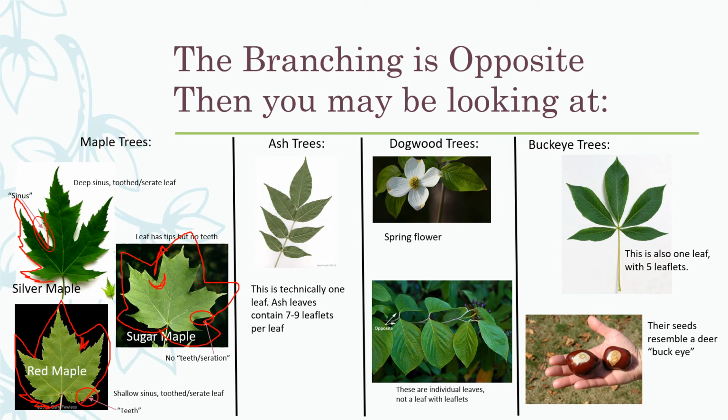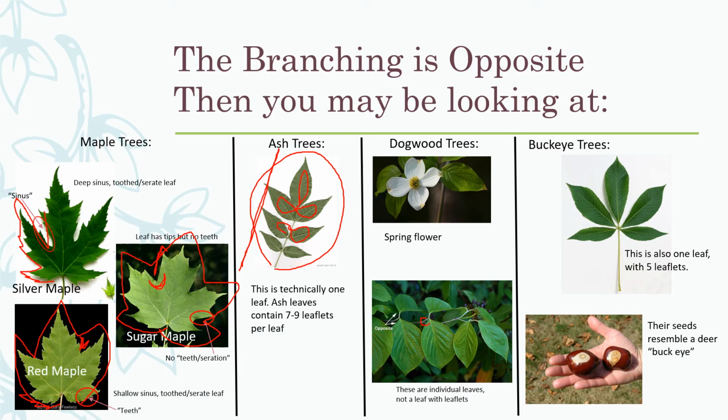Another opposite tree is ash trees. And again, this is technically one leaf with many leaflets along the leaf stem. And so ash leaves are typically within a foot long. So the whole length of this leaf is about a foot long, and they typically contain 7 to 9 leaflets per leaf. Another opposite branching tree that you could find here in Indiana is something called dogwood trees.